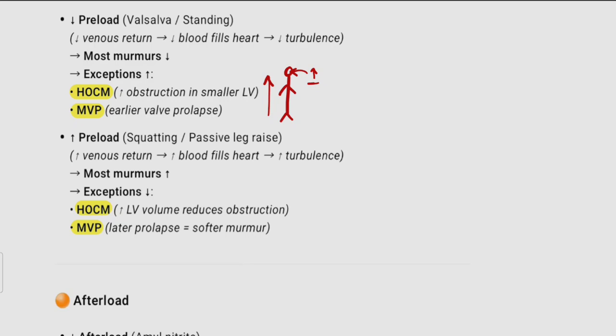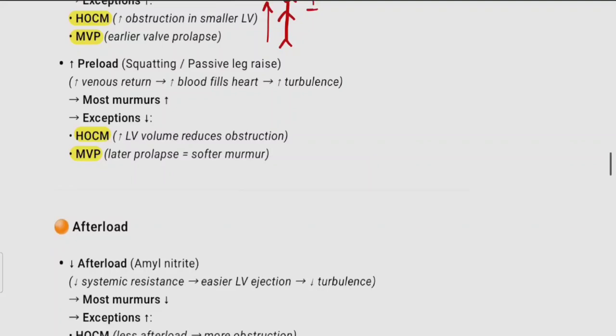All right, turbulence will be less. Now coming to the preload. Preload, now what is it? Squatting and passive leg raise. Why do you raise your legs? Because to increase the preload, to increase the venous return, we do that whenever someone is unconscious. So we're going to increase the preload whenever we do squatting and leg raise.